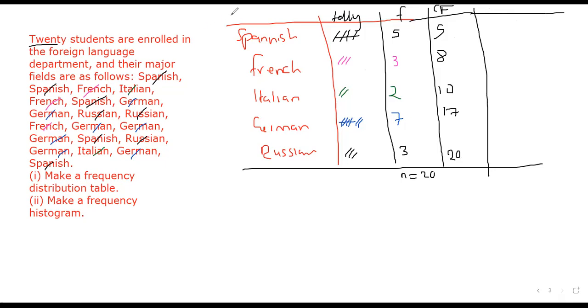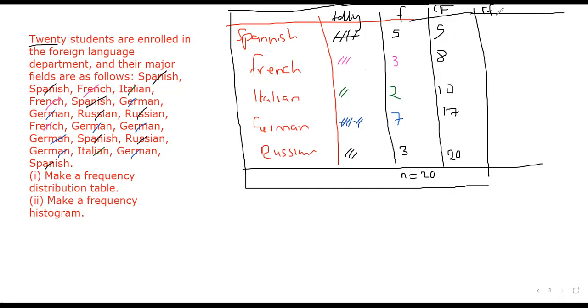So this is what we call a frequency distribution table. This is where it ends. Now, sometimes I would ask you to add two more things: the relative frequency table and the relative cumulative frequency table.